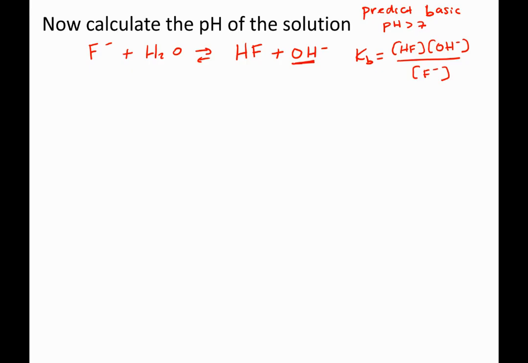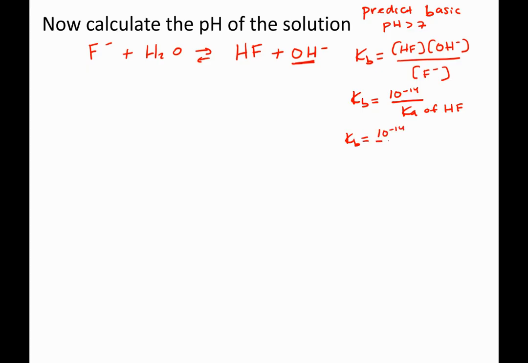To go further in this problem, we'll also need to know not only the Kb expression, but also the value of Kb. And to find the value of Kb for the fluoride ion, we would have to use our relationship between Ka and Kb. Right? Kb can be found by doing Kw, that's 10 to the minus 14, over the Ka of the conjugate acid, HF.